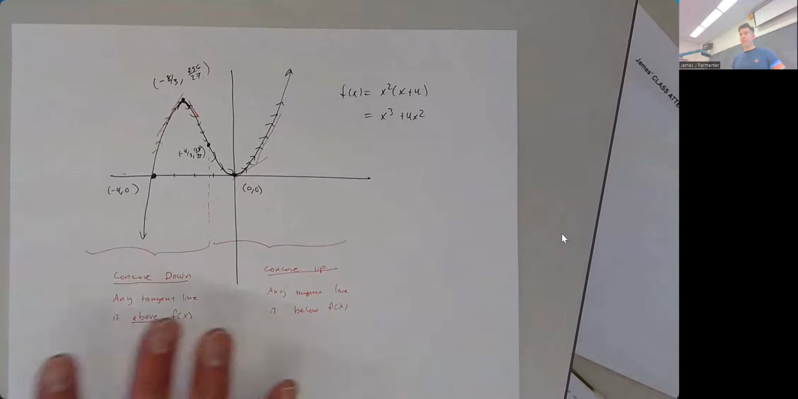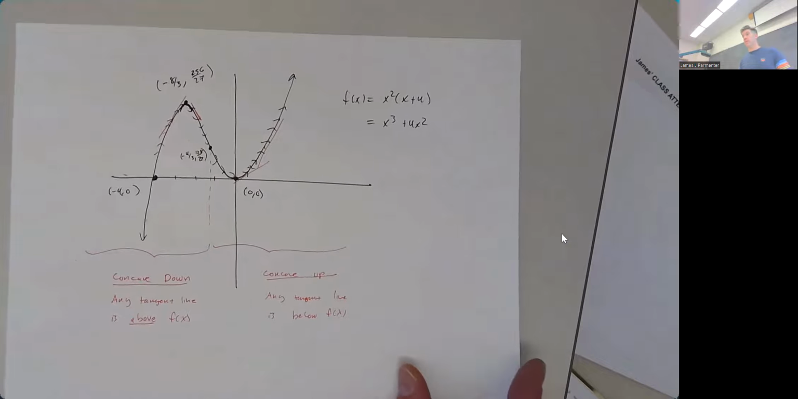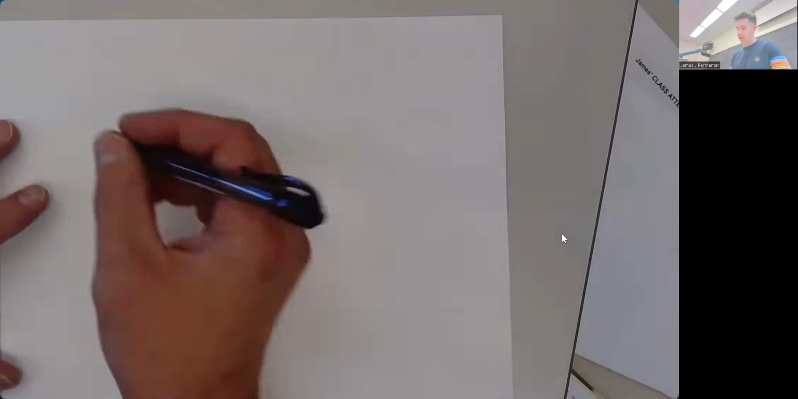Cool. Questions about this? We're going to talk about the second derivative for a minute, but are there questions about this example? All right, so let's talk about the second derivative for a moment and the concavity. We kind of just settled the things really, but let's codify it a little bit.